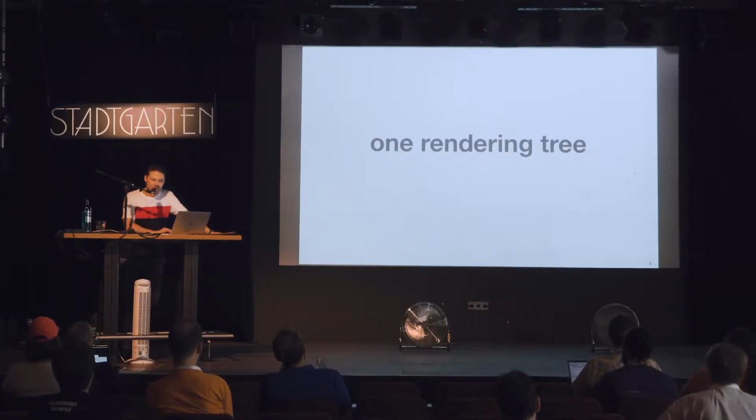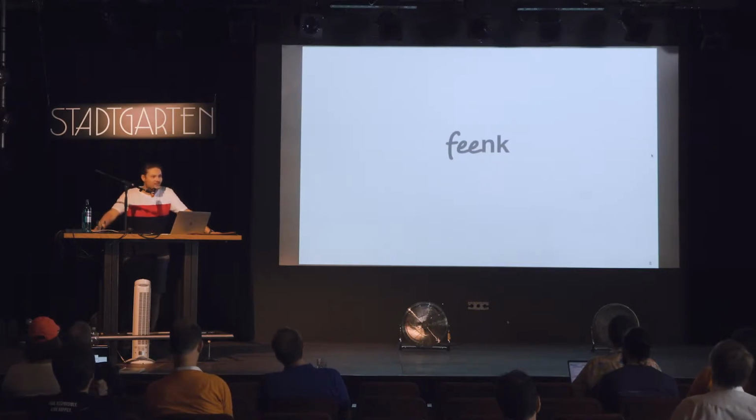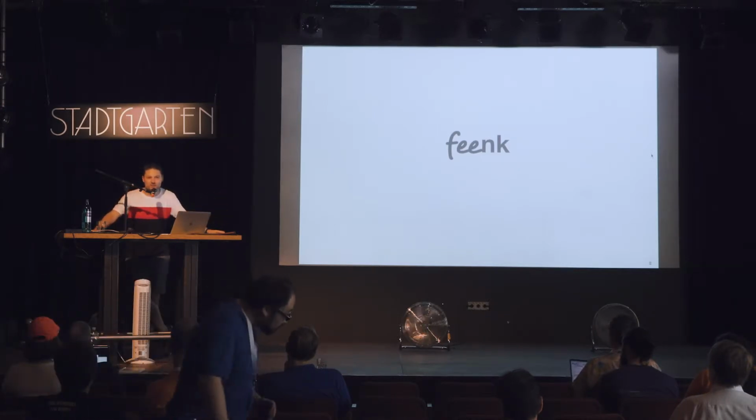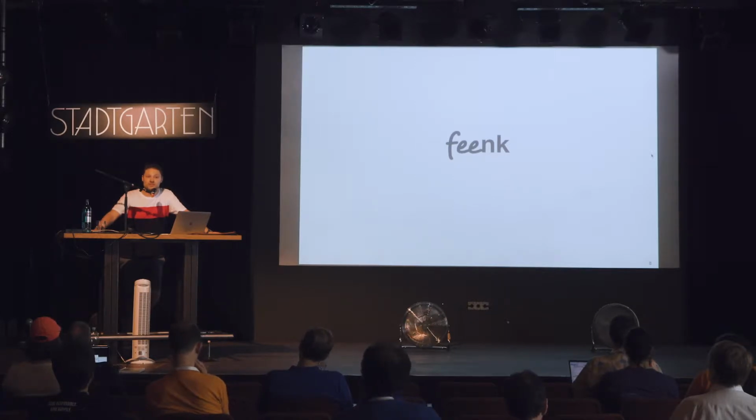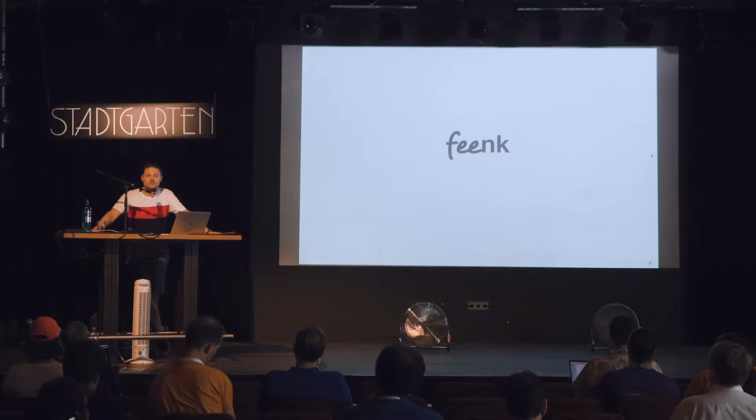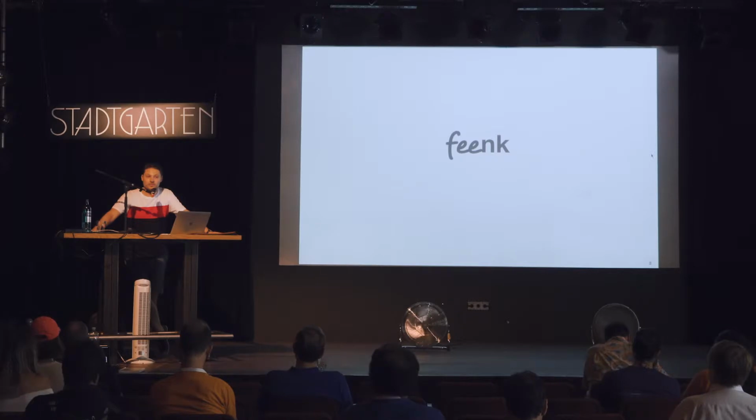Okay, good. So today I would like to show you a one rendering tree. At feenk we built some very cool user interfaces, and everything that we show on the screen is represented as a visual element. And all of those visual elements are part of one large scene graph, hence a single rendering tree. Now, in this talk, I'd like to show you a few examples, what we mean by that, how we make use of that, and how we manage to make it real.